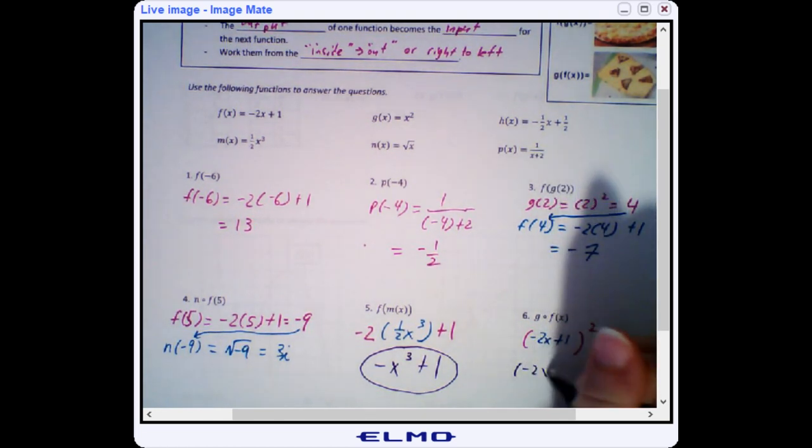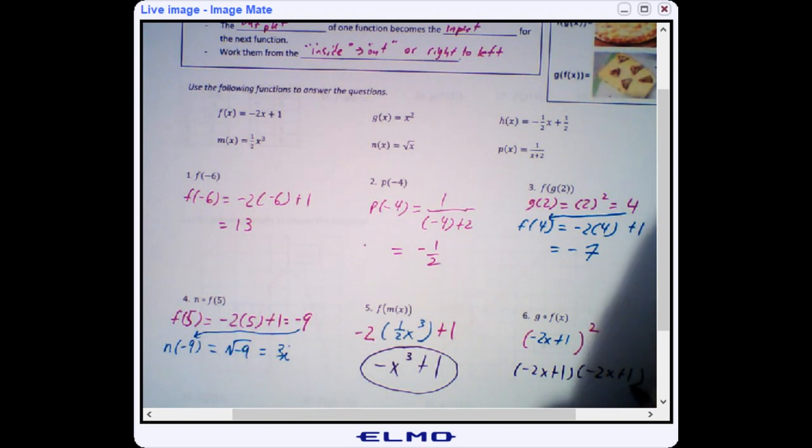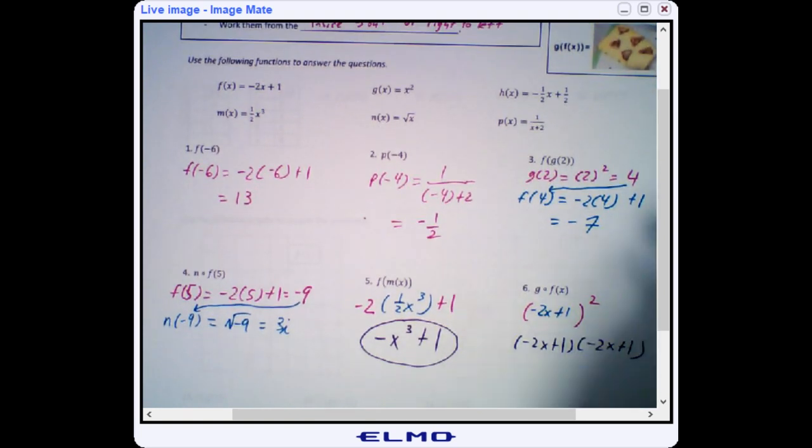So remember, when we have something squared, that means we have 2 of those factors. So I would recommend writing them both out. And we're going to get 4x squared minus 2x minus 2x plus 1. So 4x squared minus 4x plus 1.